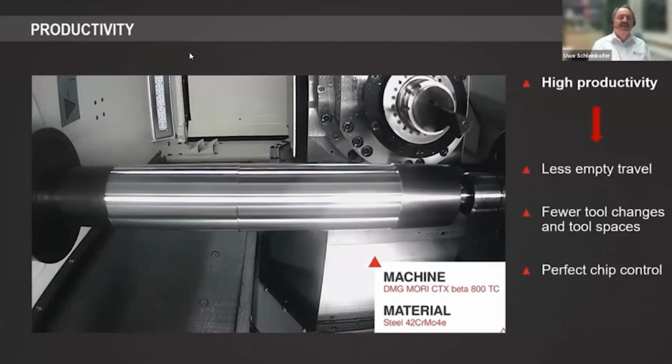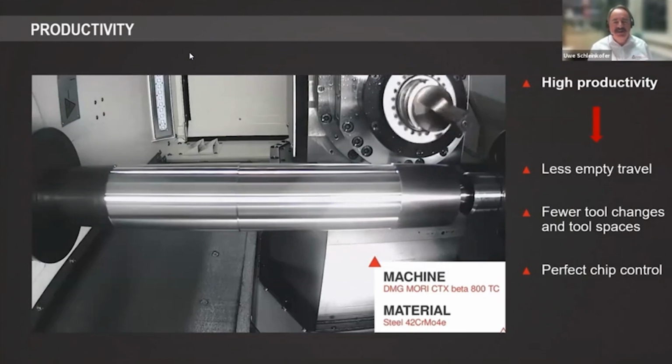This is shown here. It's a DMG Deckel Maho Mori CTX Beta 800 TC. This is a pretty normal state-of-the-art machine, nothing special. And we have a steel material. It's 42CrMo4. And I show you here now the application.